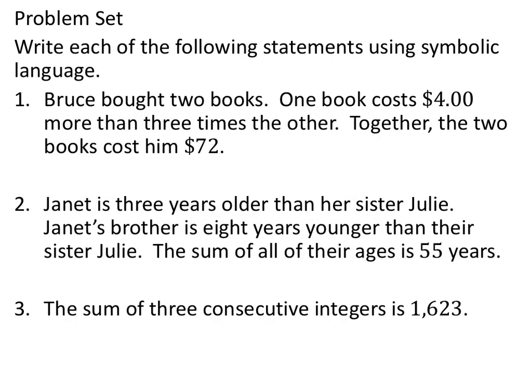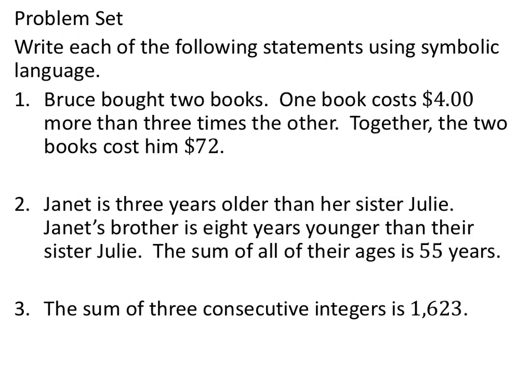Write each of the following statements using symbolic language. So we're just writing the equations for these, not solving them. Okay. Number 1, Bruce bought 2 books. One book cost $4 more than 3 times the other. Together the 2 books cost him $72.